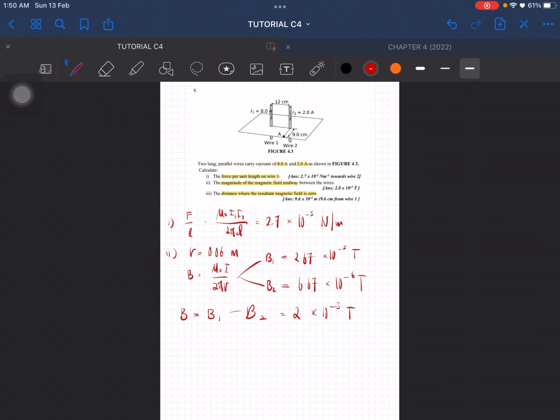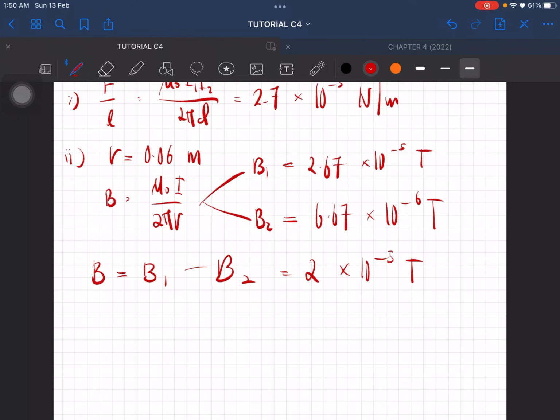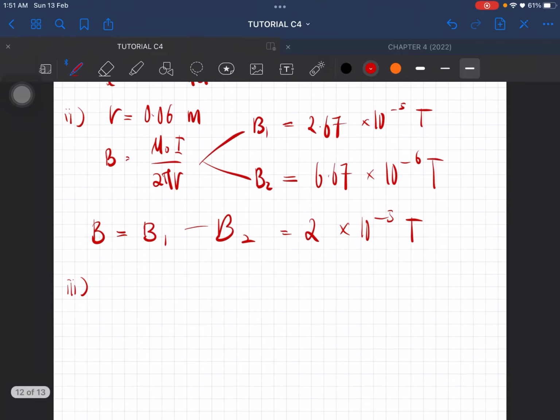And then Roman 3, we assume the net field is 0 at x from wire 1. So this is similar to our example in the notes. I'm just going to directly go into the solution. I hope you are still able to answer.